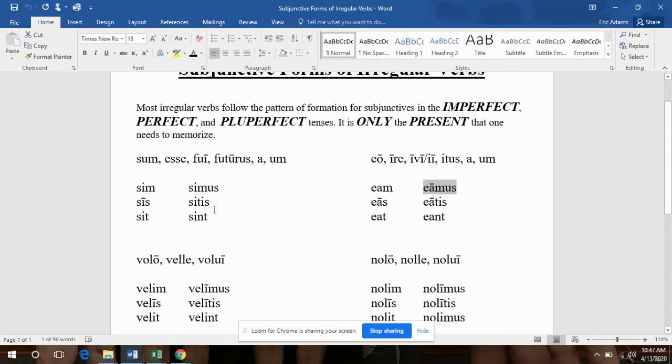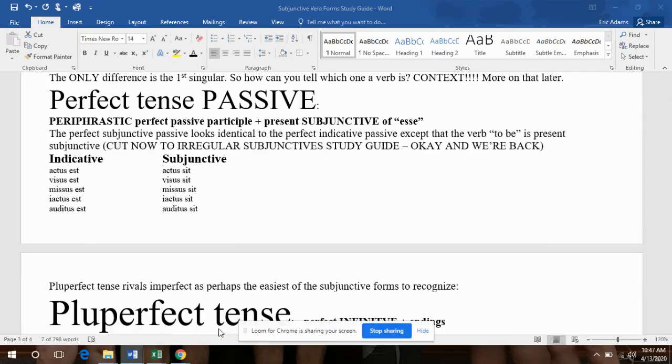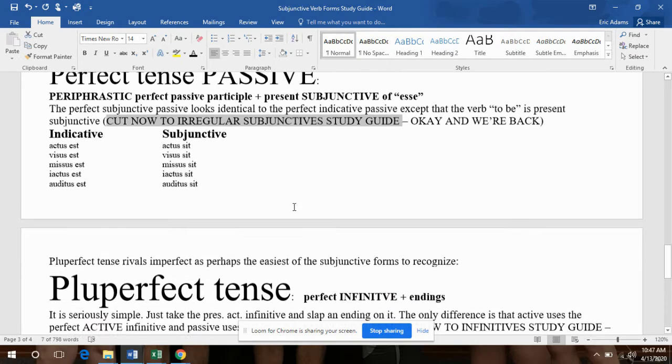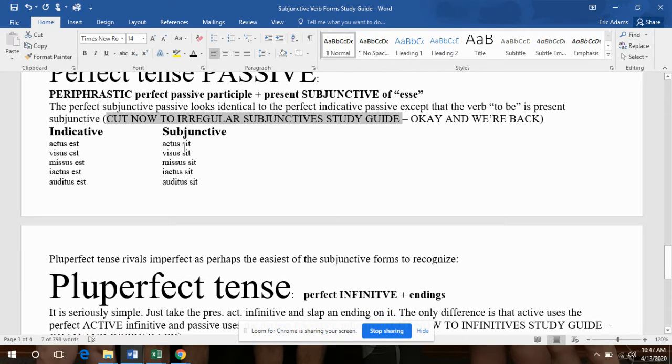But the one that we need to concentrate on for the perfect subjunctive passive is the sim, sis, sit, simus, sitis, sint. So going back to the subjunctive overview, you can see that actus est turns into actus sit, because est is the equivalent of sit. Indicative of the verb to be: sum, es, est. Subjunctive of the verb to be: sim, sis, sit.